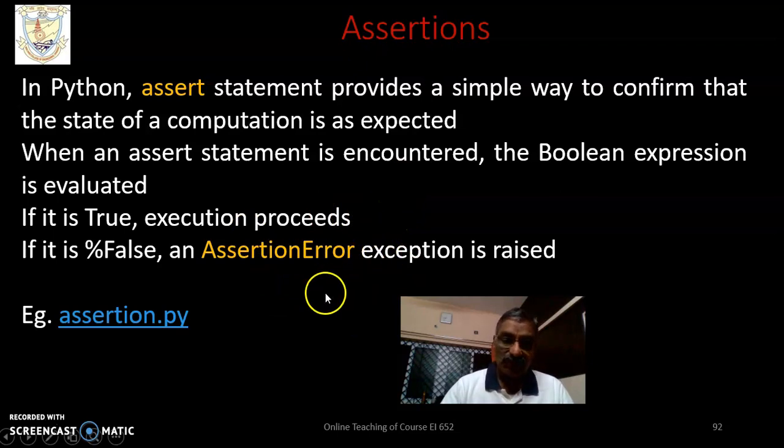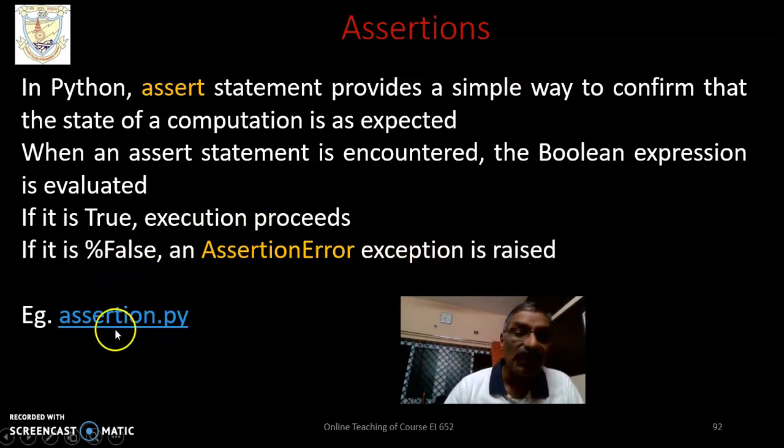error. So in this case, when an assert statement is encountered, the Boolean expression is evaluated. It is a Boolean expression. As I told in the example, if it is less than 20 or greater than 25. So it is a Boolean statement. If the result of assertion is true, then the execution proceeds. That means it is within the range. And if it is false, then an assertion error exception is raised.